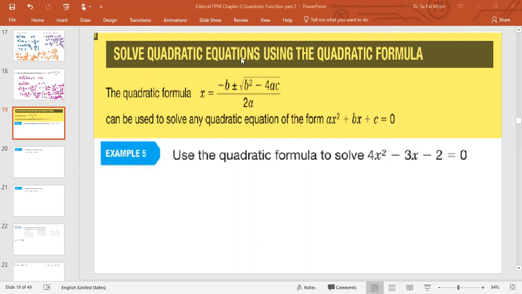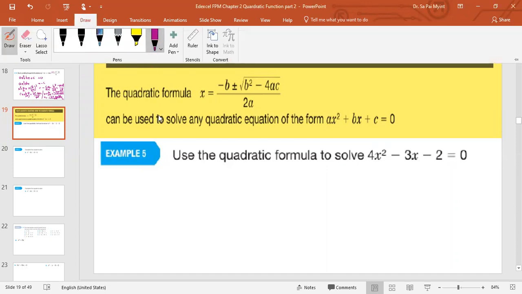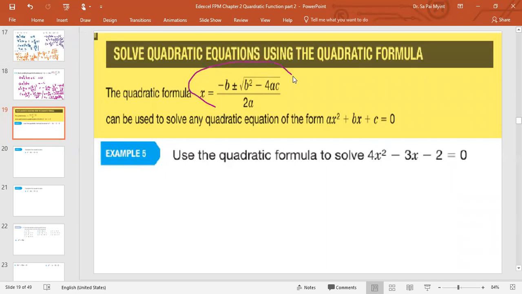Solve quadratic equations using the quadratic formula. I have taught derivations of the quadratic formula in part 2. What is the quadratic formula? x is equal to negative b plus or minus square root of b squared minus 4ac, over 2a. We can derive it from the quadratic equation. What is the quadratic equation? ax squared plus bx plus c.